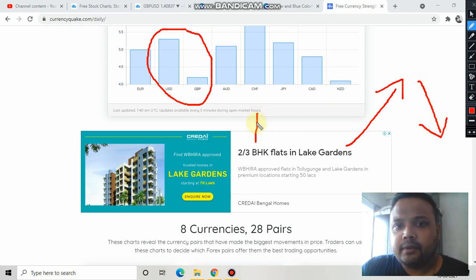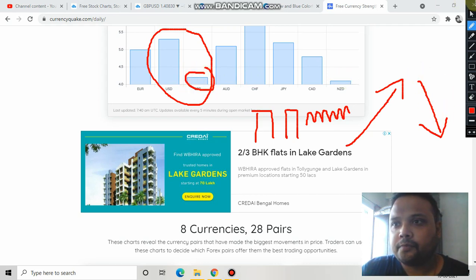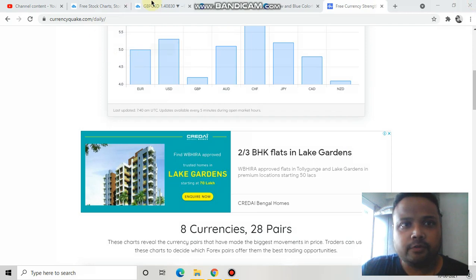And if both the currencies were at the same strength level, then it would have been a sideways market. But right now our main currency GBP is weak. As a result, the market is falling. So what should be the strategy then?